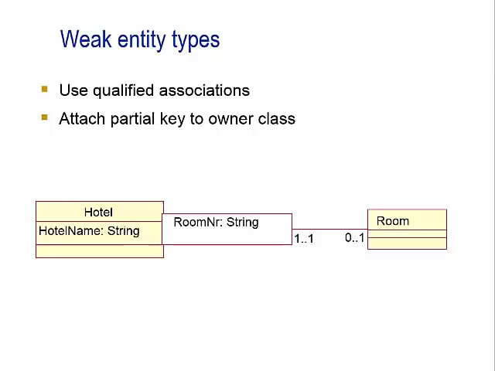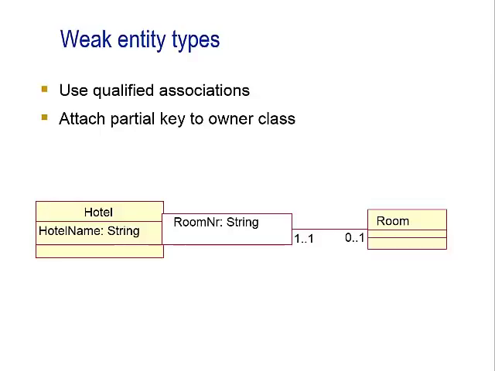These qualified associations come in handy as you start defining weak entity types. Remember, as we discussed in the EER model, a weak entity type is an entity type which cannot produce its own key. In other words, it is existence dependent. Remember, in the ER model we said a weak entity type is always existence dependent. The reverse was not true. An existence dependent entity type is not always weak.